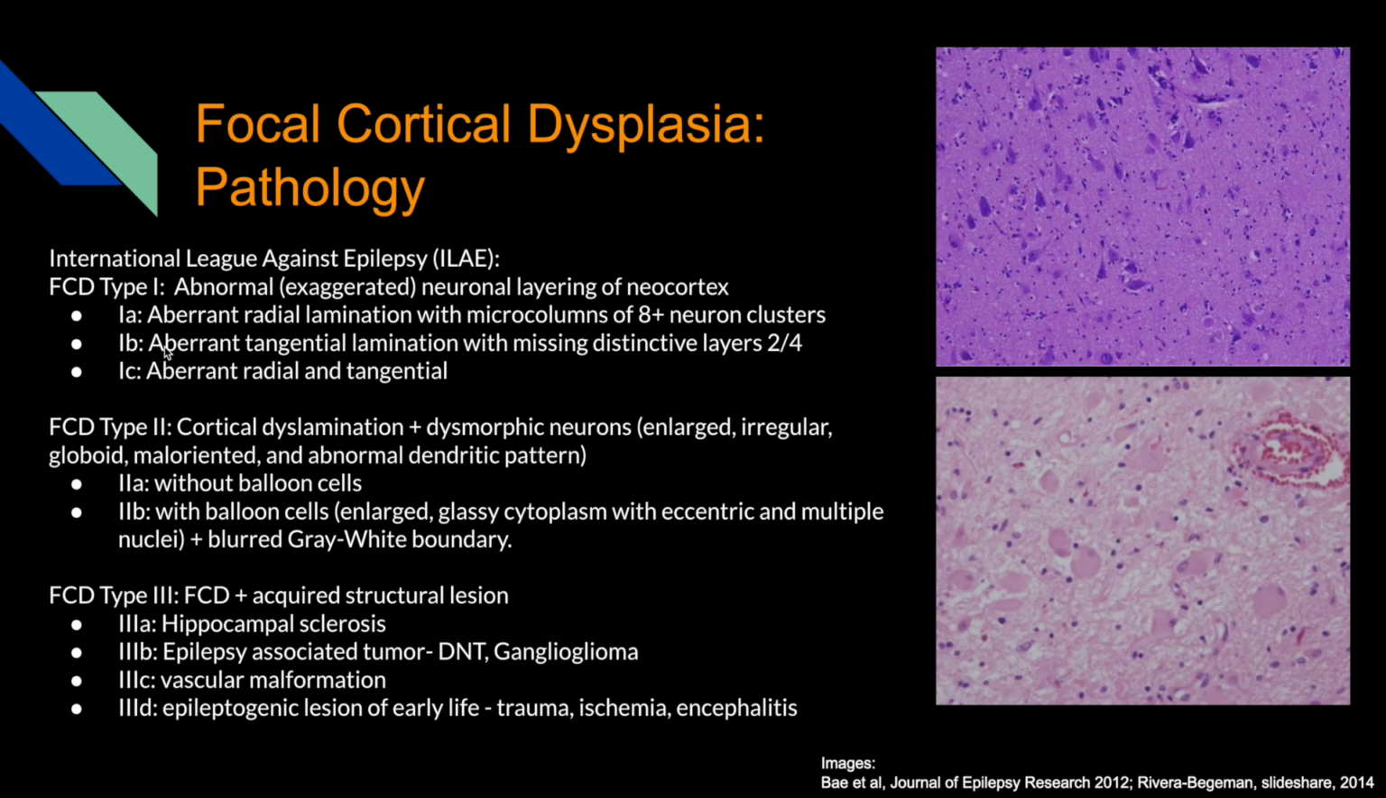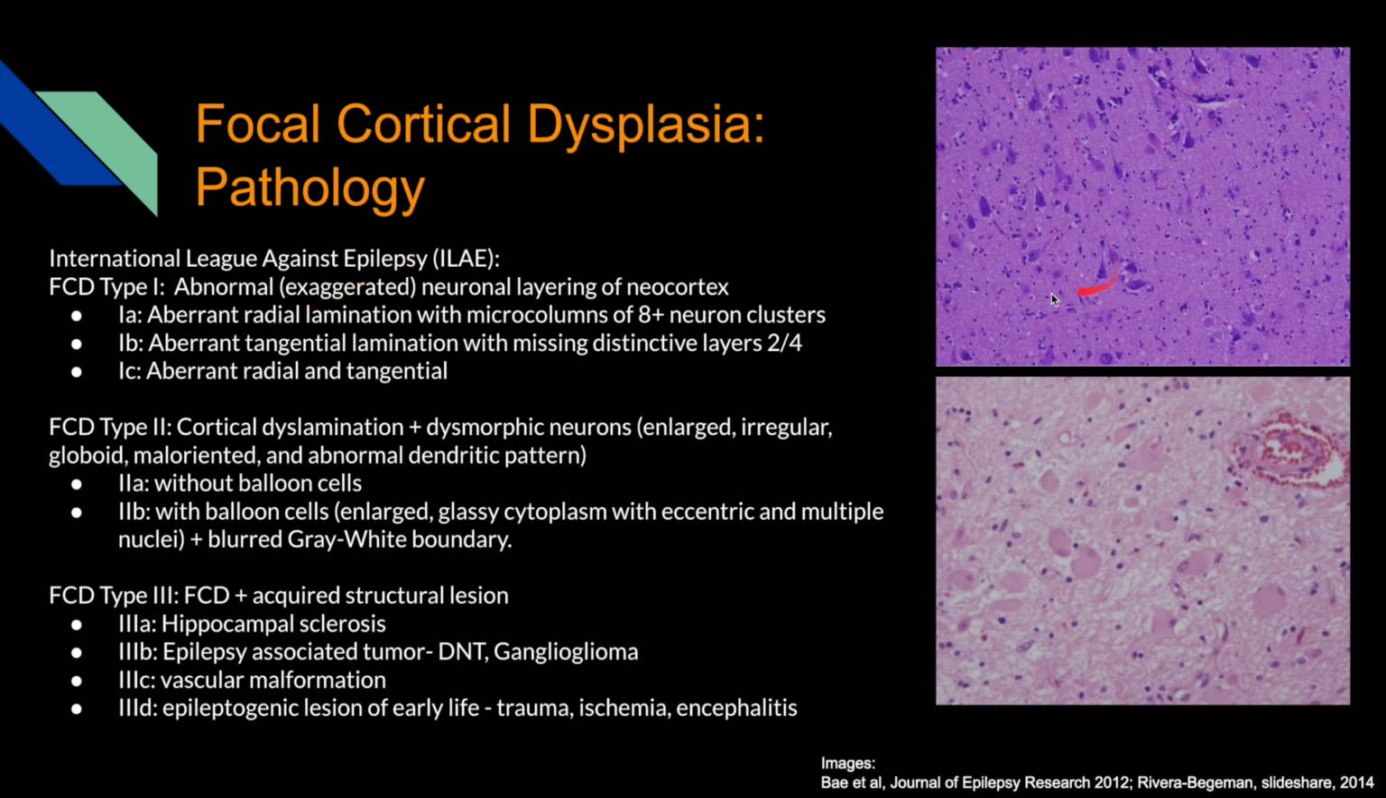They're irregular, they're enlarged, they're maloriented, they have abnormal Nissl substance, and can co-occur with balloon cells in type 2B. In type 3, again, as we discussed, it's really focal cortical dysplasias that are associated with other pathologies: hippocampal sclerosis, epilepsy-related tumors, vascular malformations, or early trauma or CNS infections.